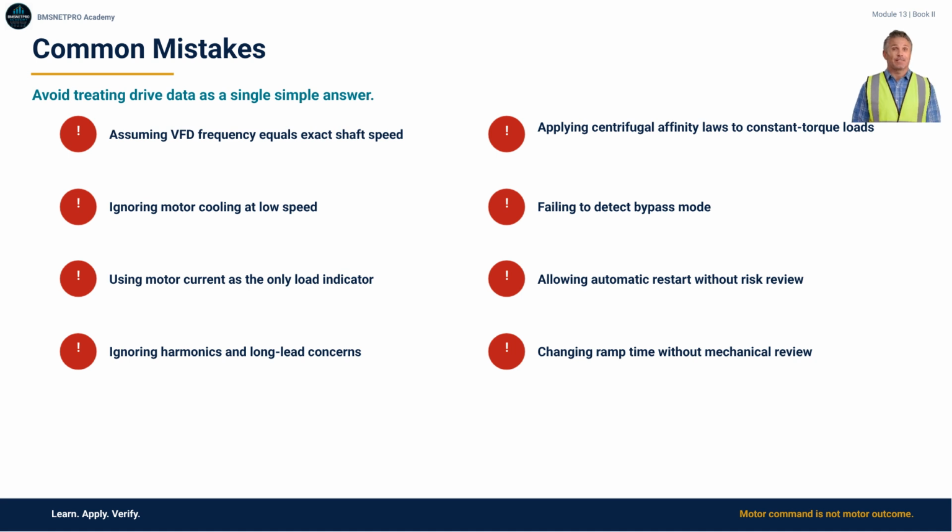These are common mistakes in motor and drive troubleshooting. Do not assume VFD frequency equals exact shaft speed. Do not apply fan and pump affinity laws to every type of load. Do not ignore motor cooling at low speed. Do not miss bypass mode. Do not use current as the only load indicator. Do not allow automatic restart without reviewing risk. And do not ignore harmonics, long leads, or grounding concerns. Each mistake comes from treating one fact as the whole story.